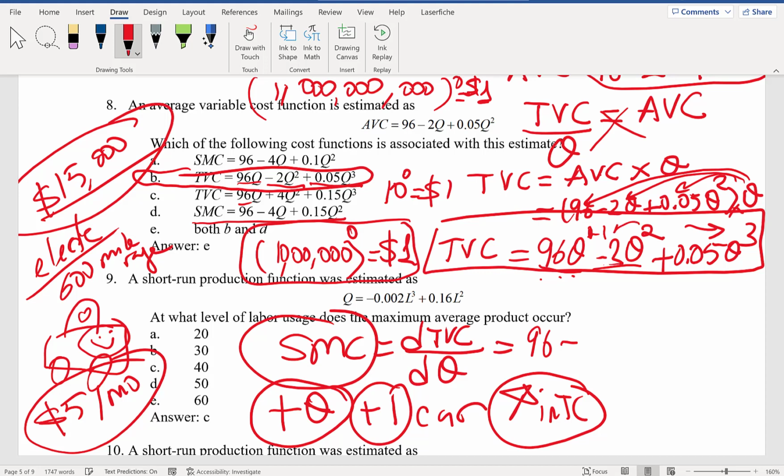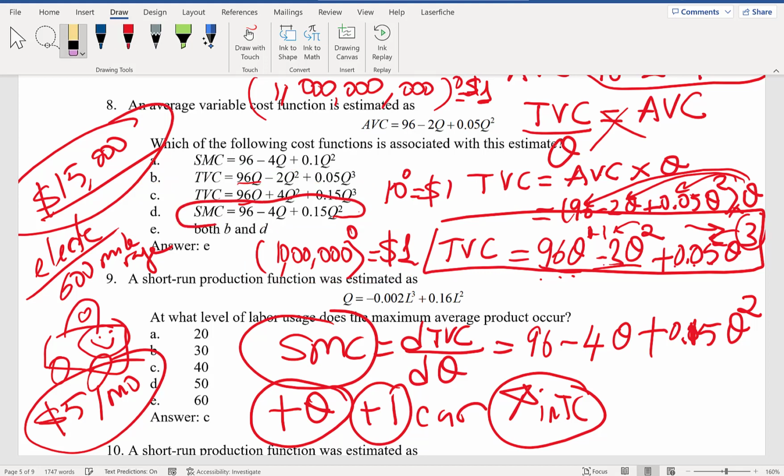All right. So q raised to the power 0 is 1. Negative 2, this 2 comes up from negative 4, q raised to the power 1. Plus 0.05 times 3, this comes up from 0.15, plus q raised to the power 2 reduced in power by 1. That's it. So this actually matches. This guy matches with it. So which ones match? I can't delete this. It's okay. So both D and B. So correct answer is E.